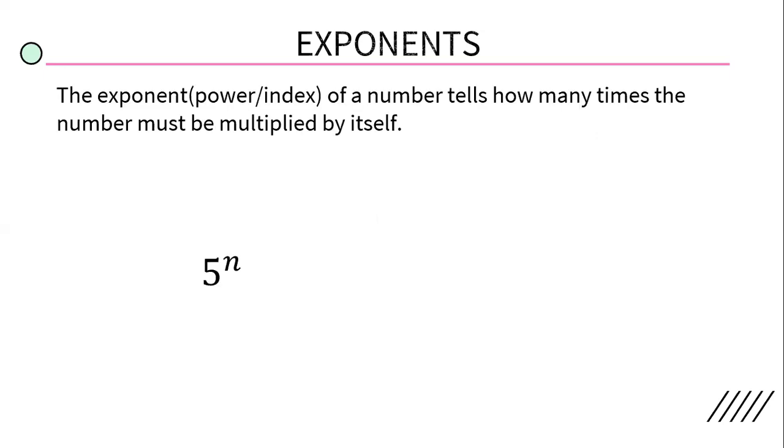The exponent or power or index of a number tells us how many times the number is going to be multiplied by itself. For example, we have 5 to the power of n. This tells us that we want to multiply 5 by itself n times. So if n is 25, we're going to be multiplying 5 by itself 25 times. If n is 3, we're multiplying 5 by itself 3 times: 5 times 5, 25 times 5, 125.